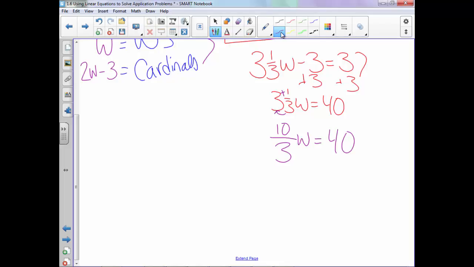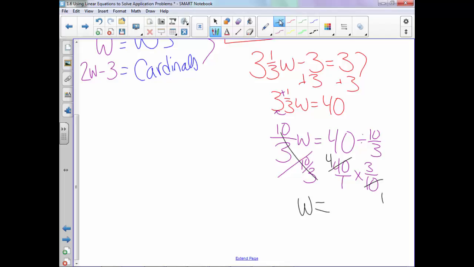And now, we can divide by this 10 thirds. But remember, dividing by a fraction is the same as multiplying by its reciprocal. And notice we can divide 40 and 10 both by 10. So W equals 12, because it's 4 times 3.